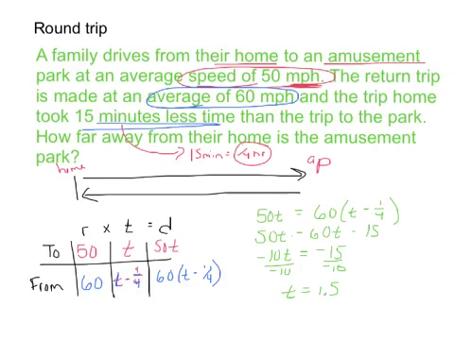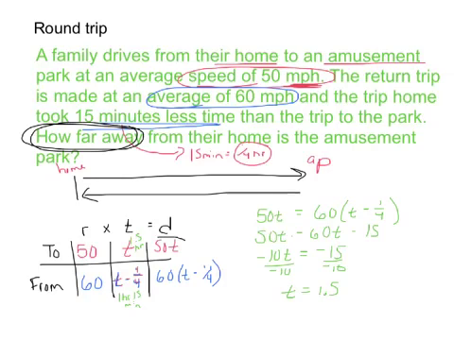So this tells me that it takes 1.5 hours to get to the amusement park, and it's going to take 1 hour and 15 minutes to get home. 1 1/4 hour to be able to get home from the amusement park. Once again, though, I've got to pay attention to what the question is asking. The question says, how far away from their home is the amusement park? I found the time it takes to get there, to get home, but I don't have a distance yet.